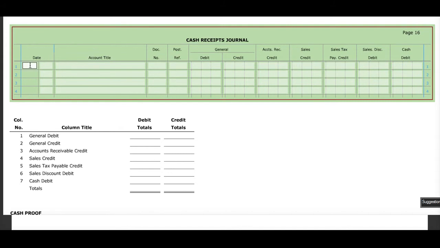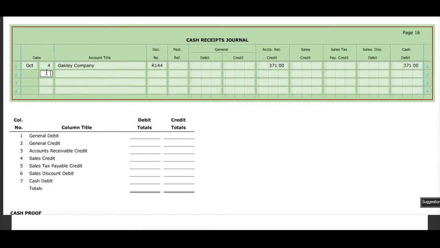So first things first, October 4th. And we were doing Oakley Company. Document number was R144. It was for $371. Accounts receivable credit and a cash debit. It was covering a different document. That's why we did the accounts receivable credit.